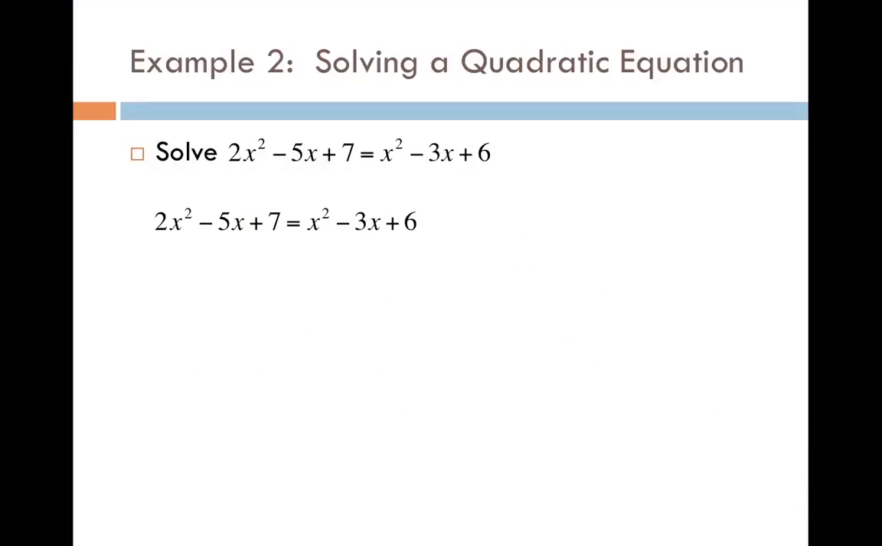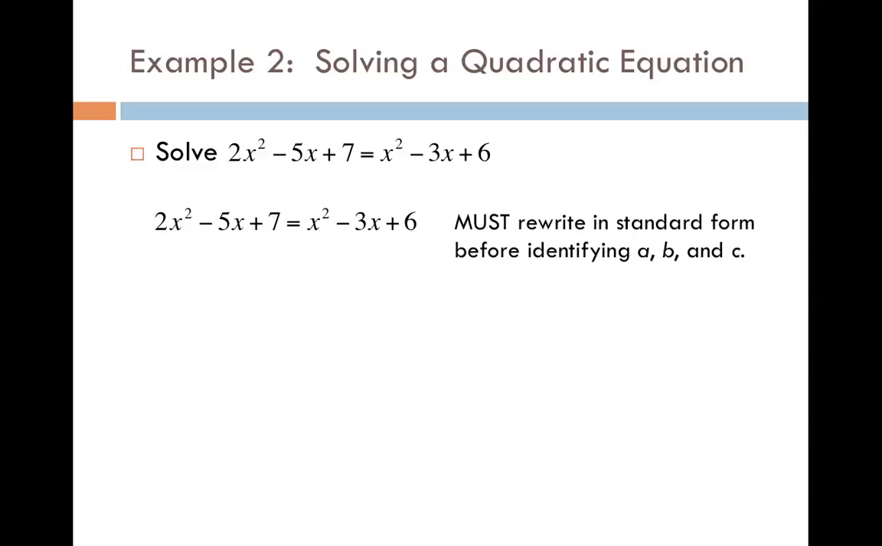All right, so now let's take a look at this quick equation. We want to solve 2x squared minus 5x plus 7 equals x squared minus 3x plus 6. Before we can identify the A, B, and C to use in the quadratic formula, we have to get our equation into standard form, which means we have to get all of our terms on one side equal to 0 on the other side. So we can start moving things over. We can subtract the x squared, we can add the 3x, and we can subtract the 6 to end up with x squared minus 2x plus 1 equals 0.